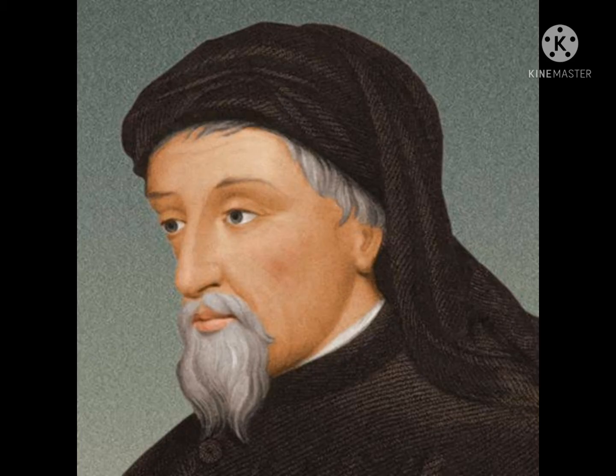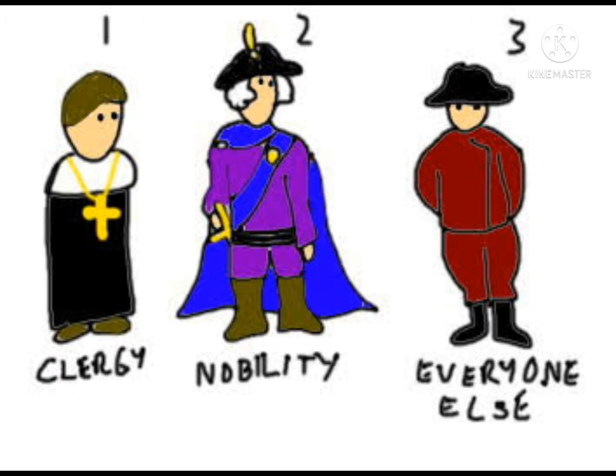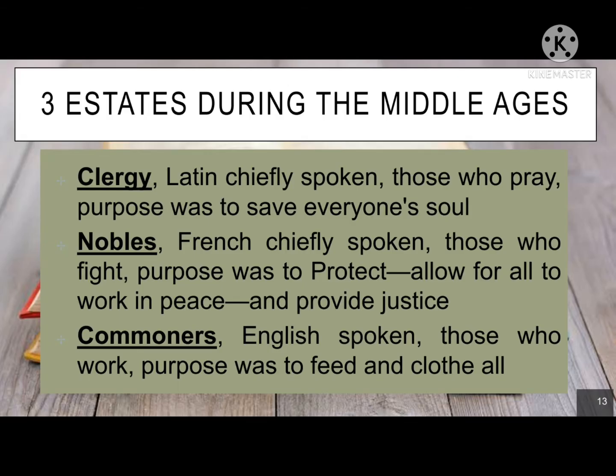Under this period, there are other sub-periods, and one of these is the age of Chaucer. During the age of Chaucer, the three estates, or the classes of people, rose. So we have the clergy, the ruler, and the local people. The clergy are those people who speak Latin, and their main purpose in the kingdom was to pray and to save everyone's soul.